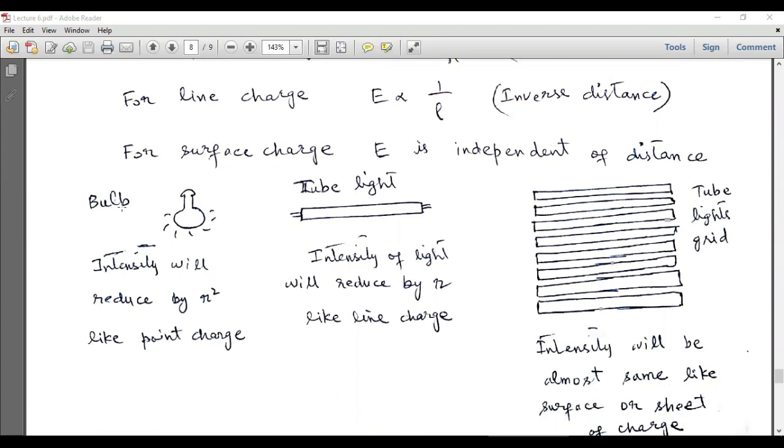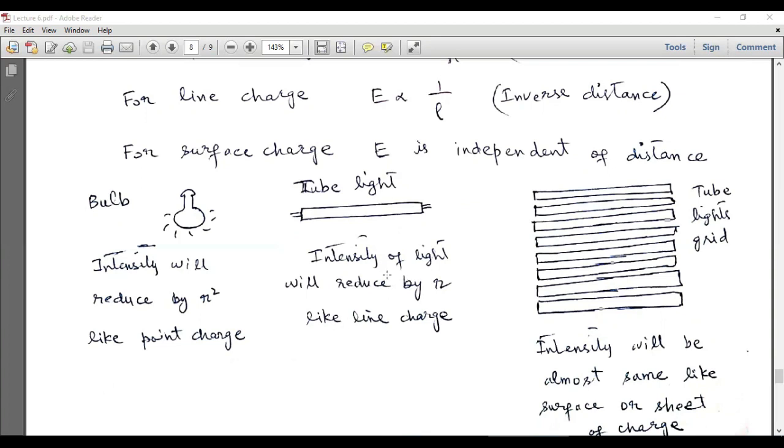So if we have a bulb, the bulb behaves as a point charge, and the intensity of the light will be reduced by r square as we move away from the source. So this is the same intensity reduction as we have observed for the point charge. If we have a tube light in our rooms, the tube light behaves as a line source of light, and in that case the intensity of light will be reduced by r.